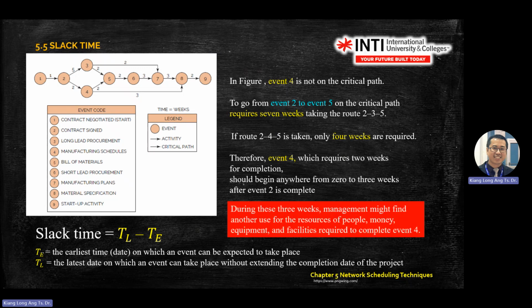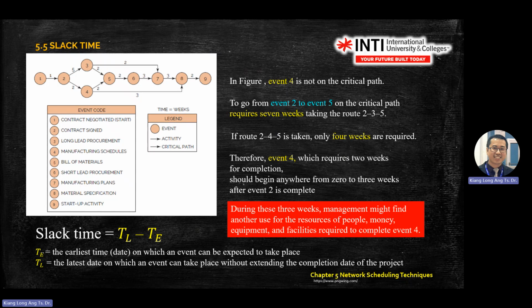So during these 3 weeks, what does it mean? If you go 2, 3, 5 it is 7 weeks. 2, 4, 5 is 4 weeks. All these activities you are required to do anyway. So it's only like 2 processes. One team does 2, 3, 5. Another team does 2, 4, 5, but you meet at 5. So one team needs 7 weeks, one team needs 4 weeks. So there is a difference of 3 weeks.